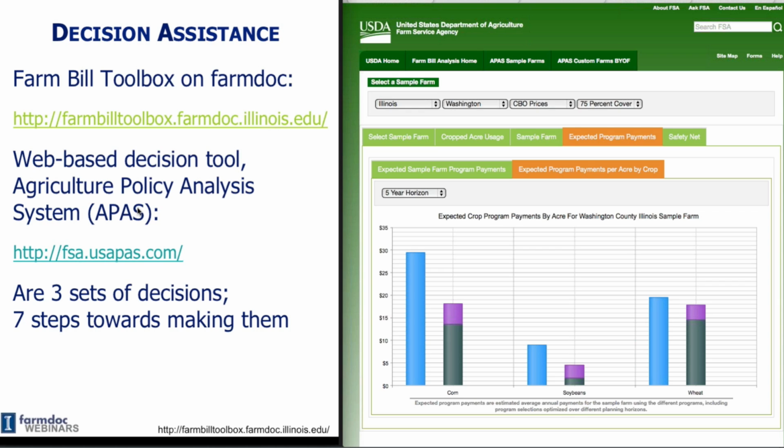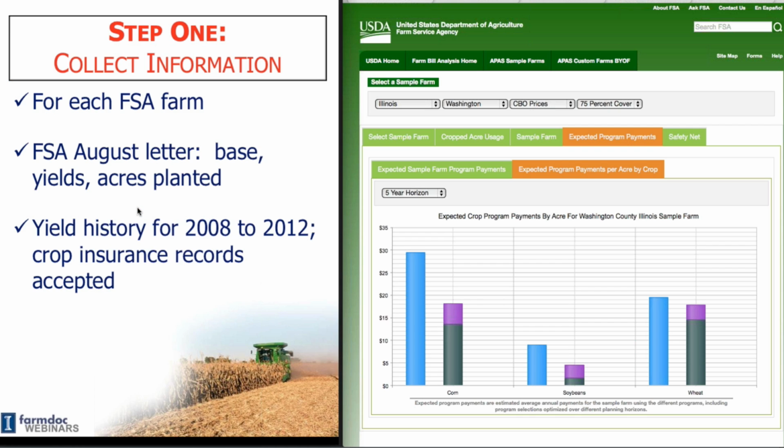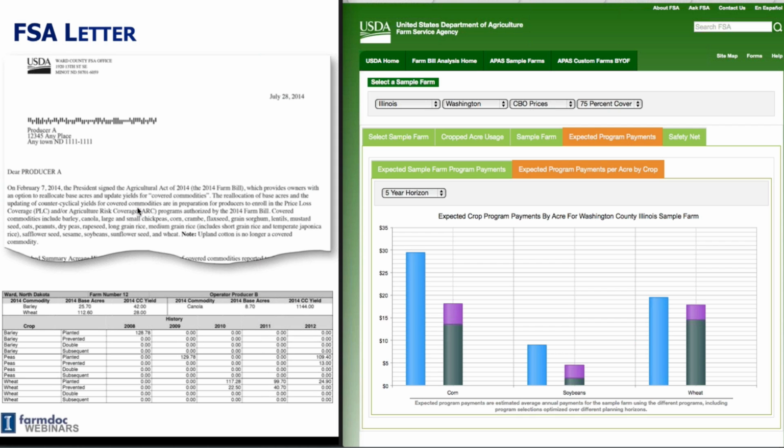We showed an FSA letter that you should have received from FSA. Landowner and farm operator should have received this letter, obviously with the farms that they have interest in. If you go to your FSA office, they can give you the same information again. So get there.